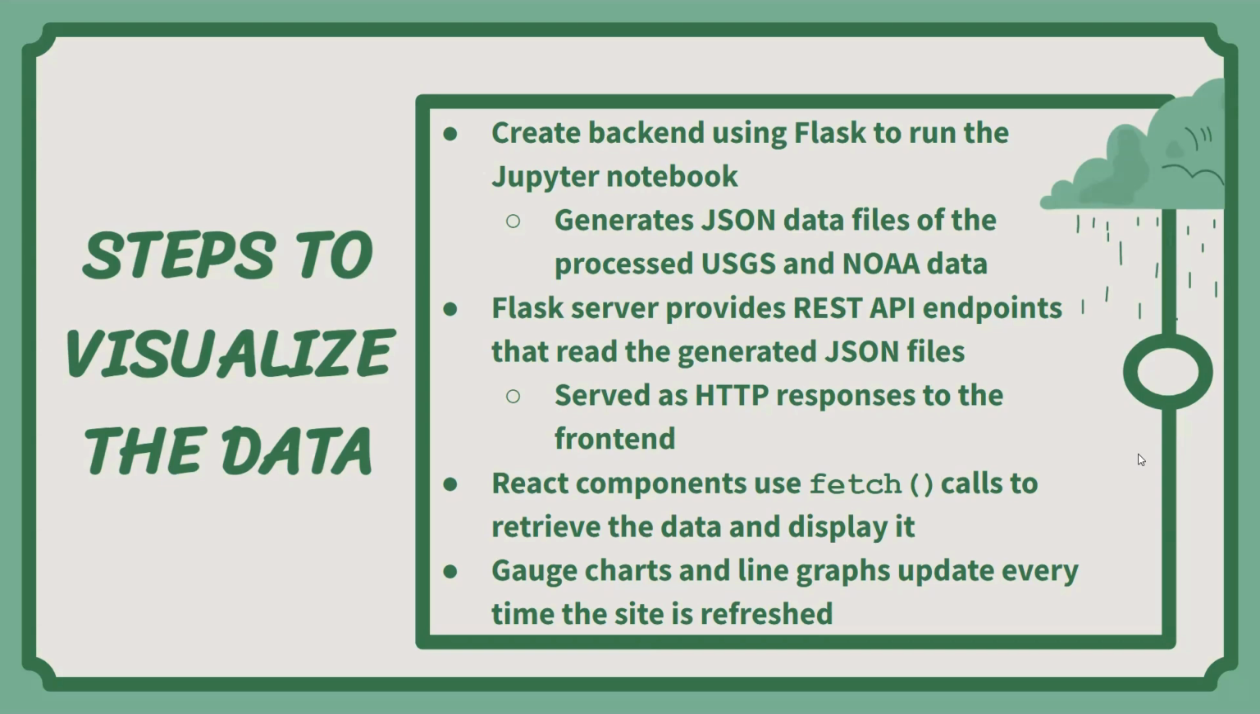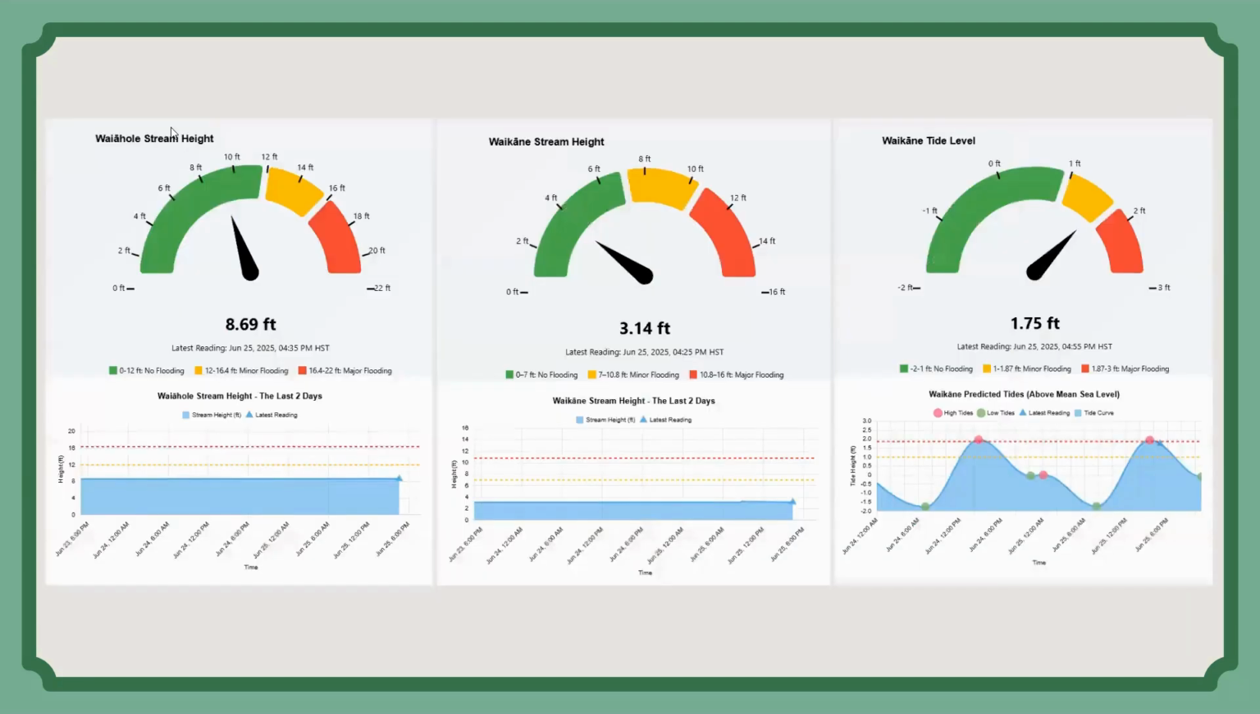So this is what I ended up having at the end of the program. This is for the Waiahole stream heights. That shows the thresholds right here. And this is also the graph that could be toggled for the stream height and the latest reading. Same for the Waikane stream height, which has different thresholds but serves the same purpose. You can toggle as well for the stream height and latest reading.